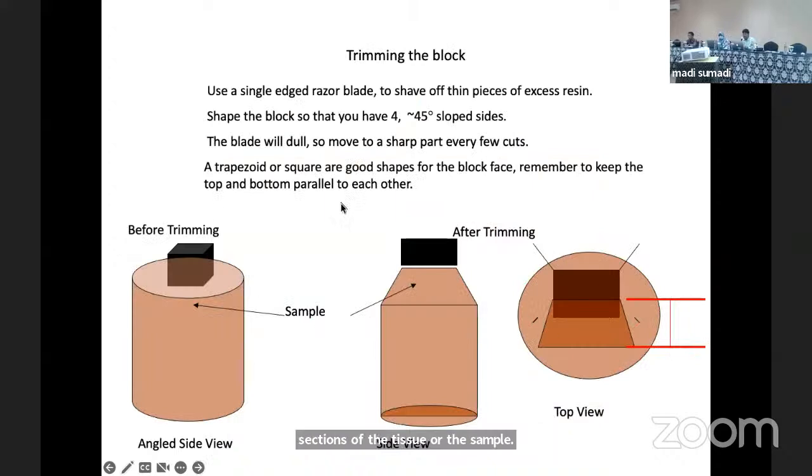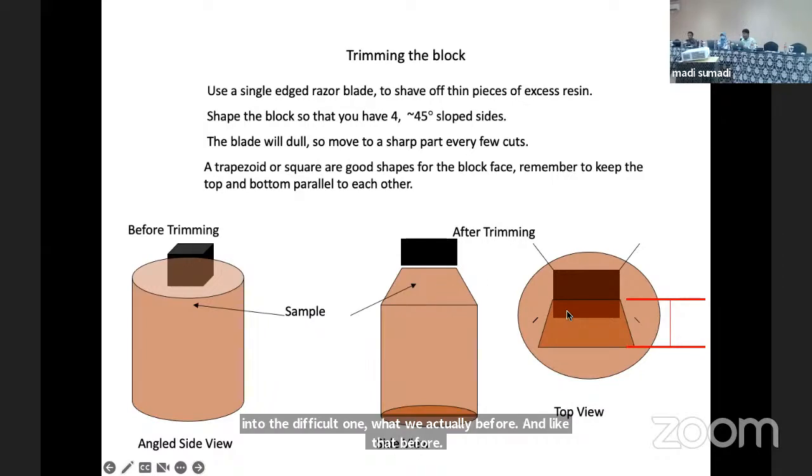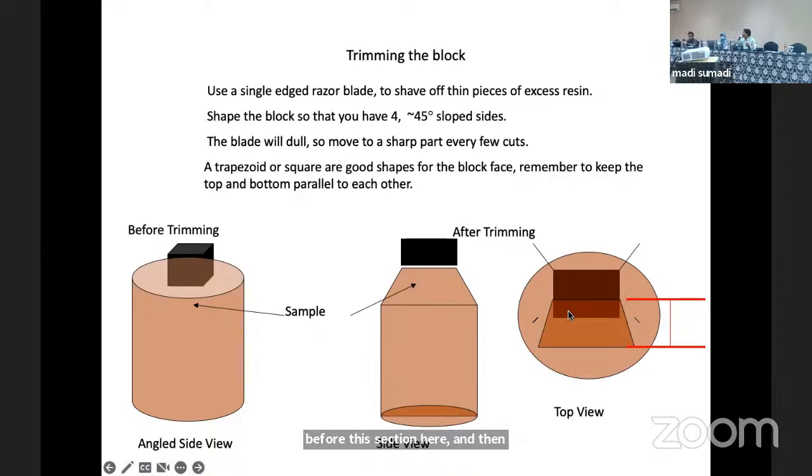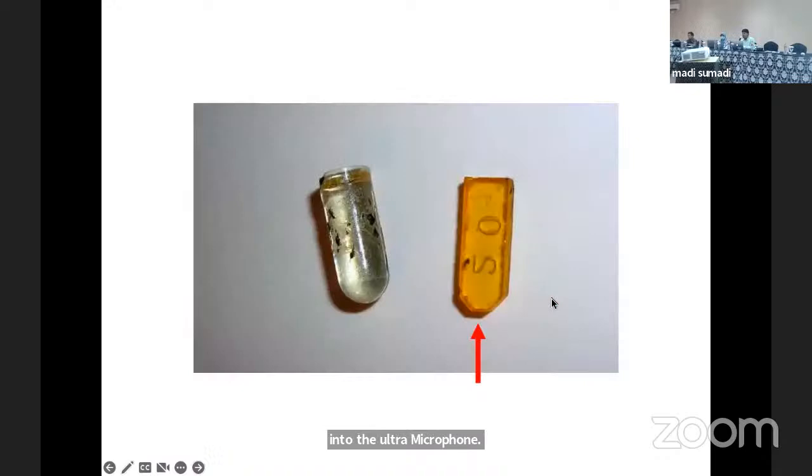So this trimming is very important. You see, this is the sample and this is the tissue before the part. Once you trim the part, the tissue is directly cut into the section we have shown before, exactly before this section here. Then you can put this into the ultramicrotome, and it makes a nice thin section. Generally, whether you use a glass knife or the ultramicrotome, both the same, you get very thin slices of your sample, up to 70 to 100 nanometers.